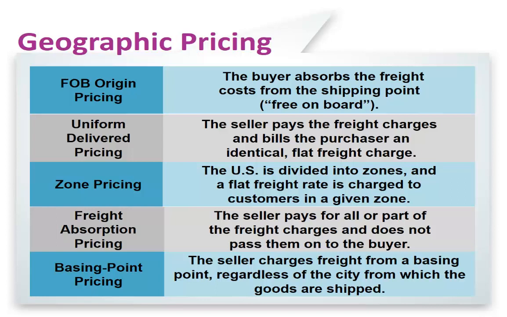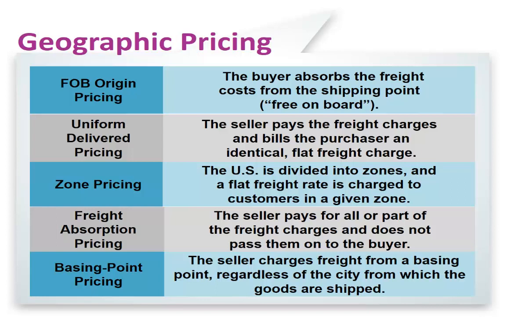Second, uniform delivery pricing. The seller pays the freight charges and bills the purchaser an identical flat freight charge. A good example is the car dealership in the United States. For example, there's a Honda plant in Alabama. They charge exactly the same shipping cost of $750 in Alabama and in California as well. So they are using uniform delivery pricing.